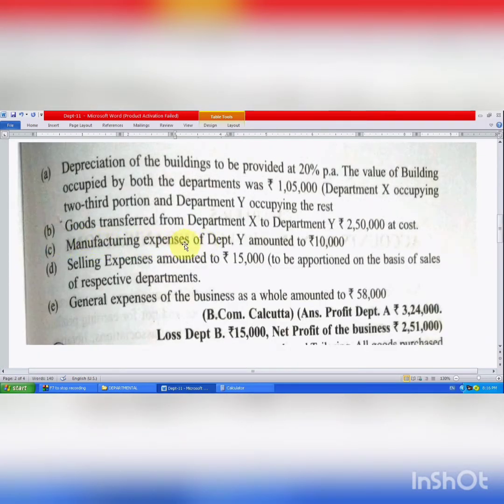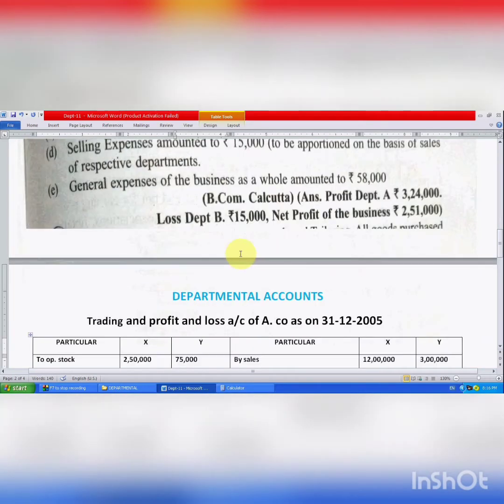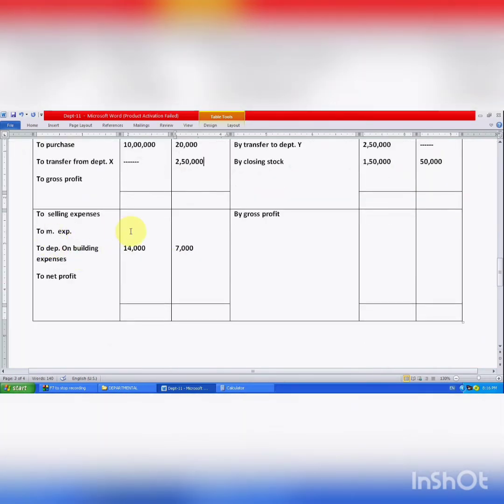Next entry will be manufacturing expenses. Manufacturing expenses of department Y are 10,000. So write here: for X it is nil and for Y it is 10,000.